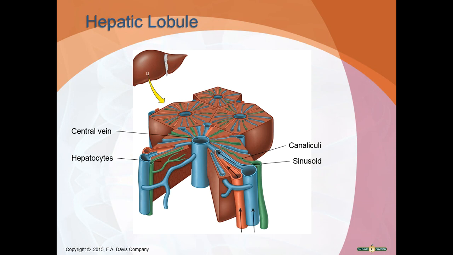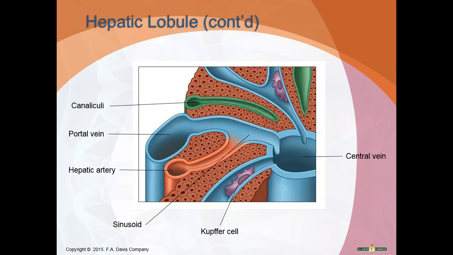So we'll look at the hepatic lobule. The tiny 6-sided cylinders called hepatic lobules fill the interior of the liver. Sheets of hepatic cells called hepatocytes fan out from the center of the lobule. In between the sheets of cells are passageways filled with blood called sinusoids. Tiny canals called canaliculi carry bile secreted by hepatocytes. So we're going to kind of go a little bit more into this hepatic lobule.